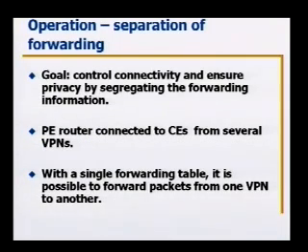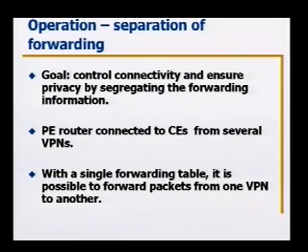So let's take a look at the first goal. The first goal was to ensure that we don't forward traffic from one VPN to another. So picture this. We have a PE router, and it has several CEs connected to it, and these CEs belong to different customer sites. Now, if the PE router maintained a single forwarding table, then it is quite possible that one customer site would be able to send traffic to a different customer site.